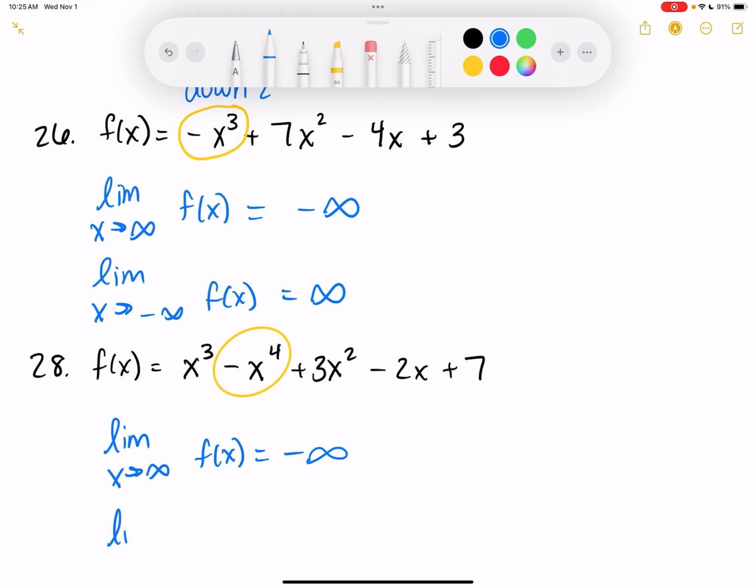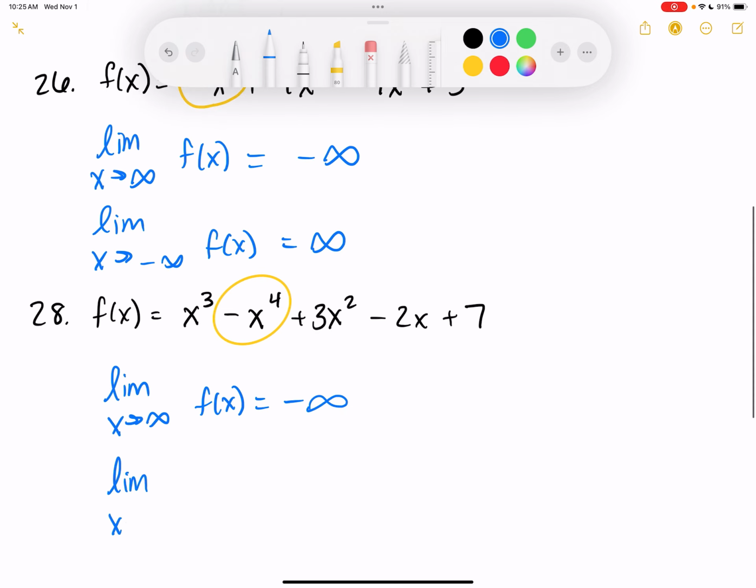Then the limit as x approaches negative infinity of f of x. So if I put in negative 500, negative. Because the negative that's on the 500 is getting raised to the fourth power, which is going to become positive. But there's still a negative out front. So, we want them both to match.